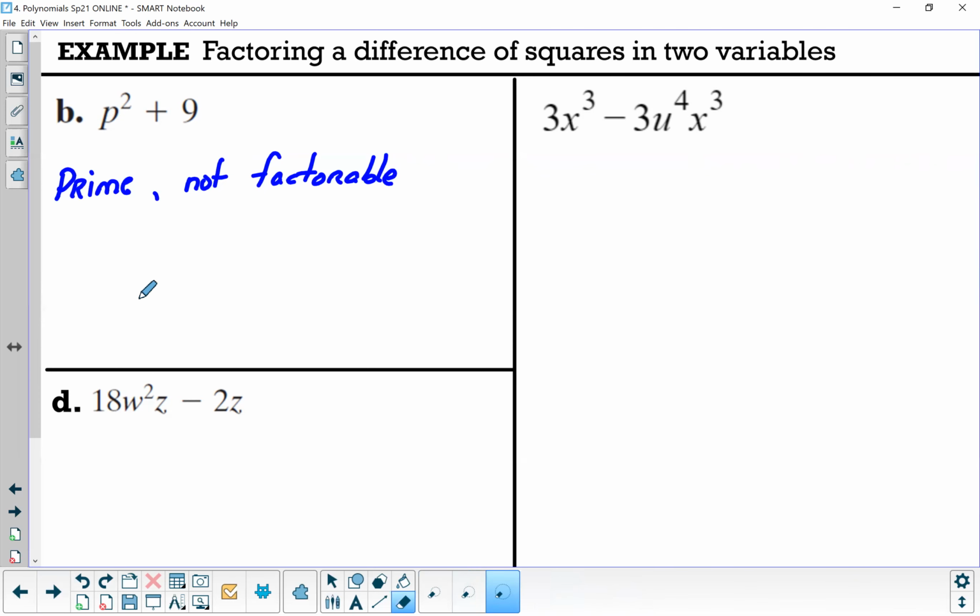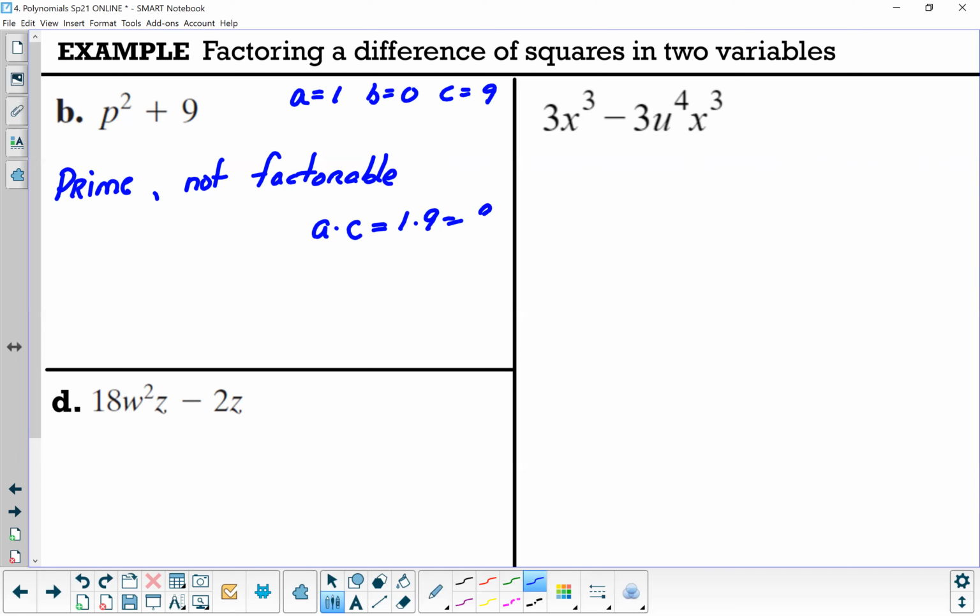Well, why don't you just go ahead and try the AC method and see if you could come up with something, right? A is equal to 1, B is equal to 0, C is equal to 9. So if I do A times C, that's 1 times 9, which is 9. So if I do 1 and 9, -1 and -9, 3 and 3, or -3 and -3. All of those multiply to positive 9, but do any of those add to 0?